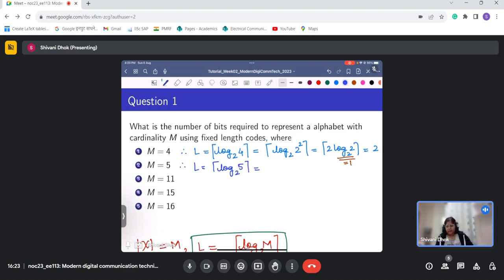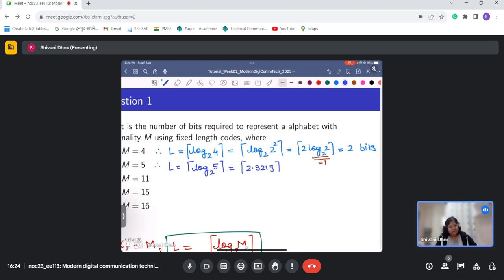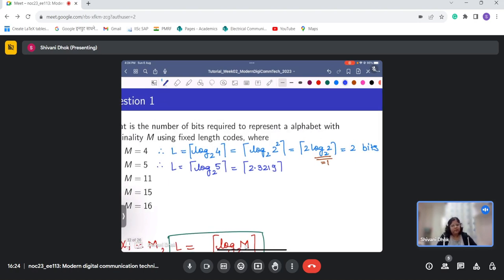Now if you use your calculators and try to find log 5 to the base 2, this comes out to be 2.3219. And ceiling means we need to look at the least integer which is greater than this number. So the smallest integer which is greater than this number is 3, which means I need 3 bits to represent this.